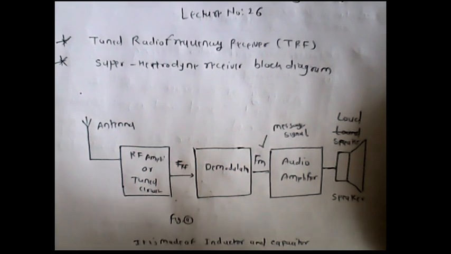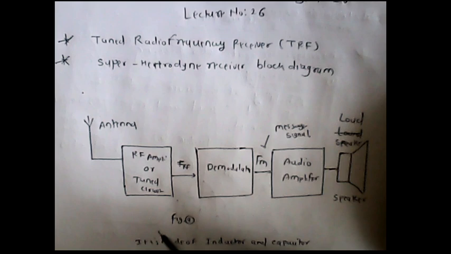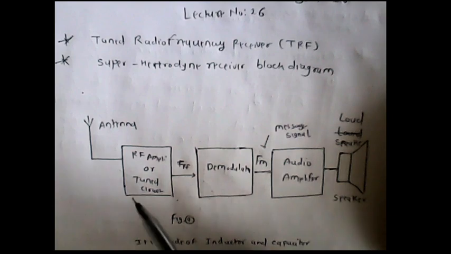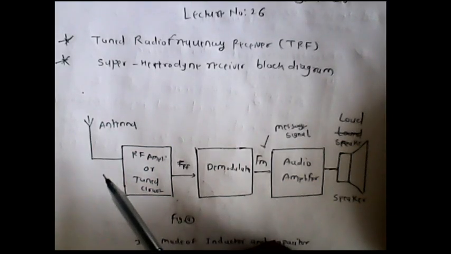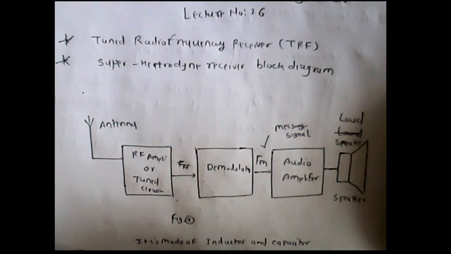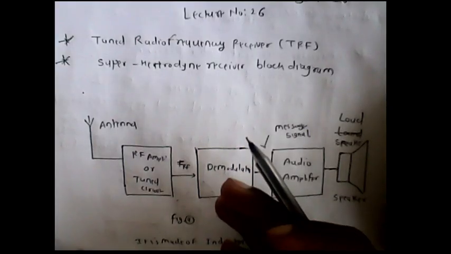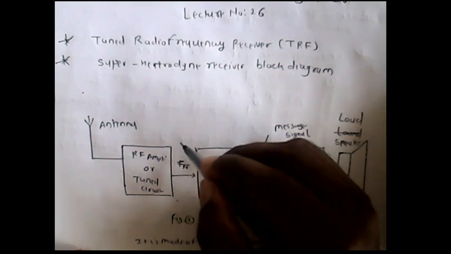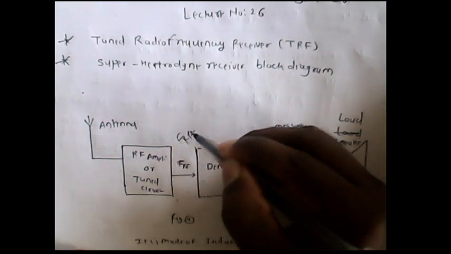Here, a tuned radio frequency receiver consists of an antenna, RF amplifier or tune circuit, demodulator, audio amplifier and loudspeaker. The antenna receives the various frequency components, and the RF amplifier or tune circuit, which is made up of an inductor and capacitor, tunes a very high frequency, that is the radio frequency f_RF, which is generated at this stage.